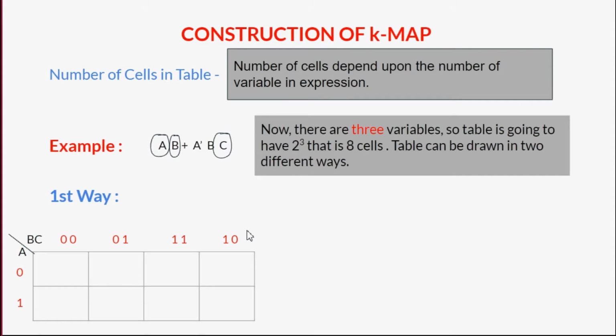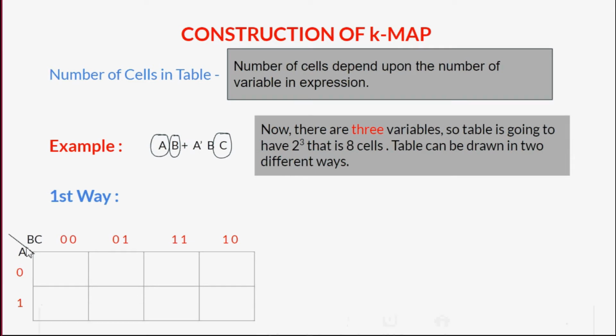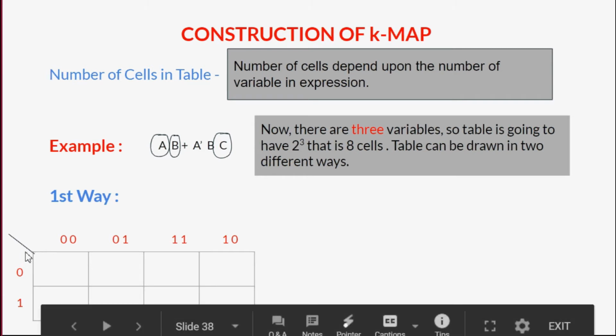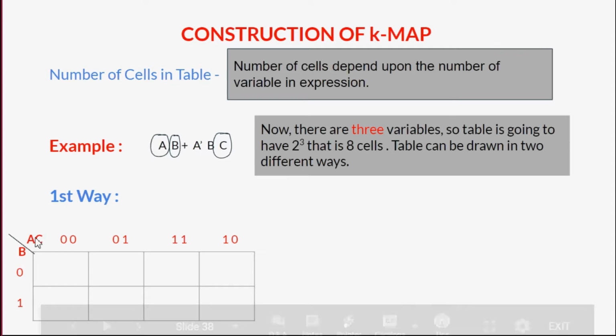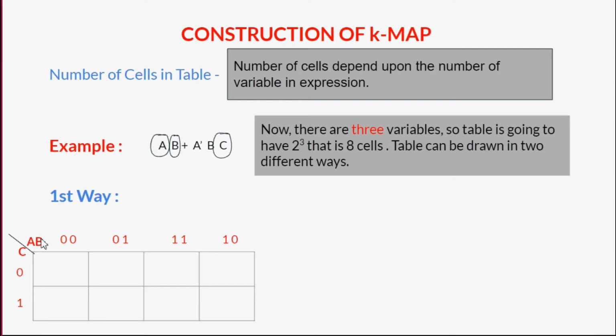Again, that is entirely my choice. If I want to represent B as an individual entity and AC as the combined entity, it doesn't affect the result. I can take B as the single entity and AC as the combined entity, or I can take C as the single entity and AB as the combined entity. That is not going to make any difference in my result.